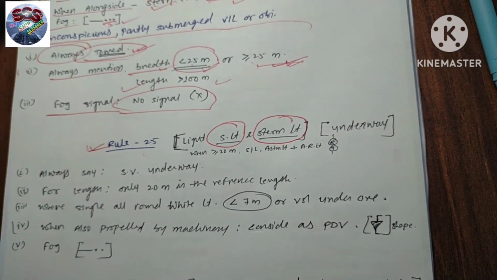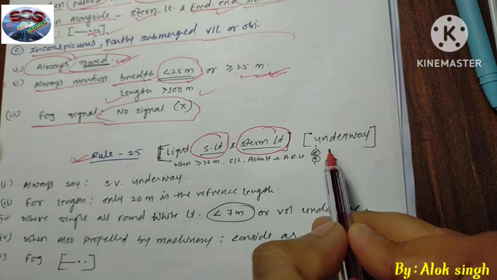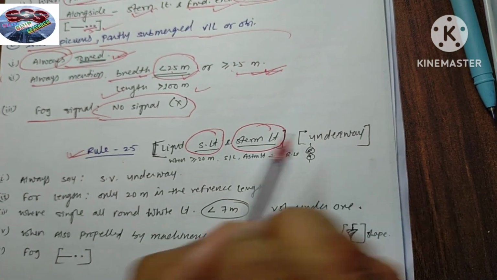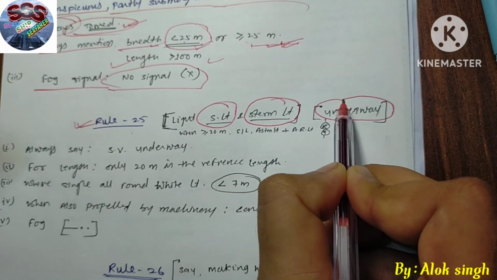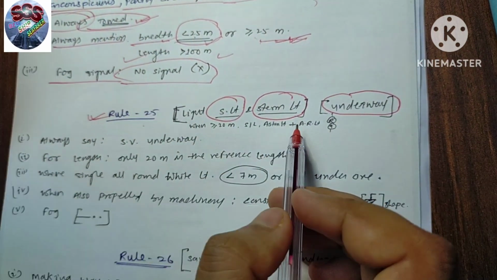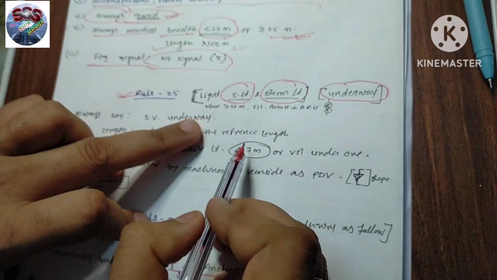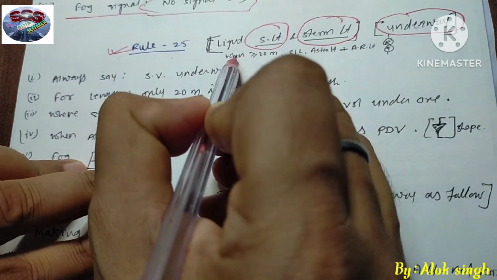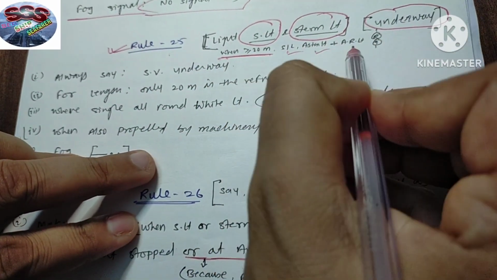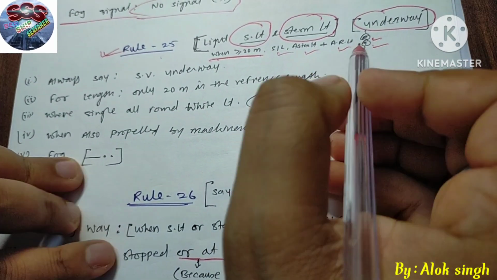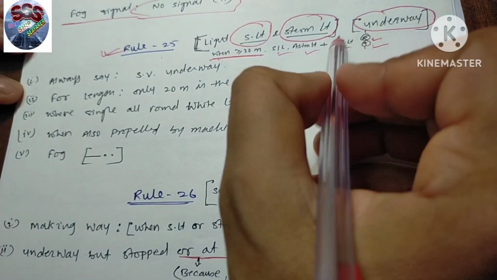Now to distinguish both, there are some other things. Although in this case also we have to mention "underway". I have already mentioned it in the start. So here the key point is, for this sailing vessel, the reference length is 20 meters. Below 20 meters: side lights, stern light, and all-round lights red over green. This is the light for a sailing vessel.